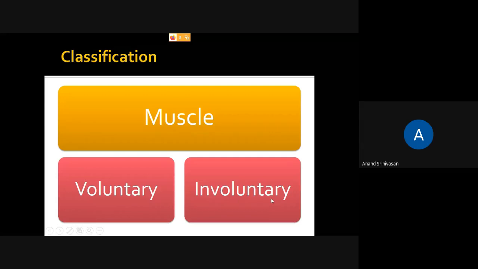The involuntary muscles are not under our control. That is, we cannot control the contraction of these muscles. Example, the muscles which are present inside our intestines. Our intestine is a tube-like structure made up of many muscles, and these muscles are not under our control.